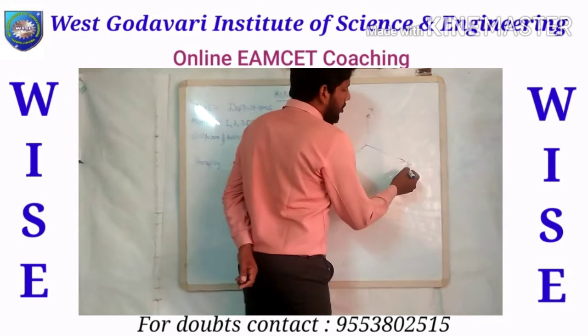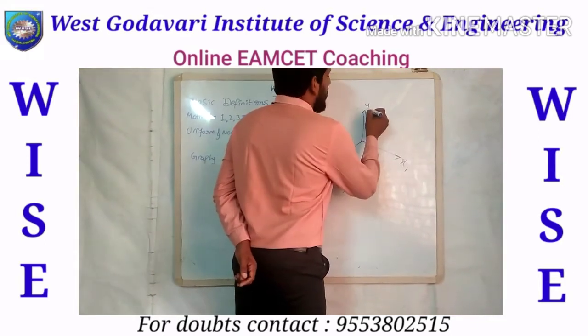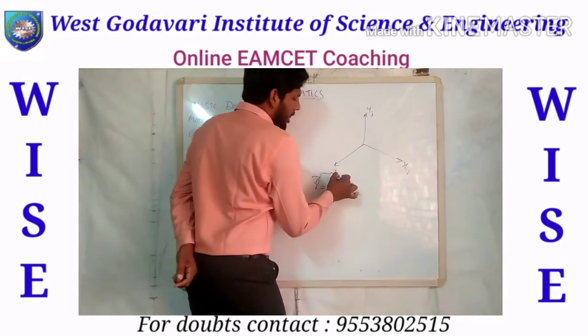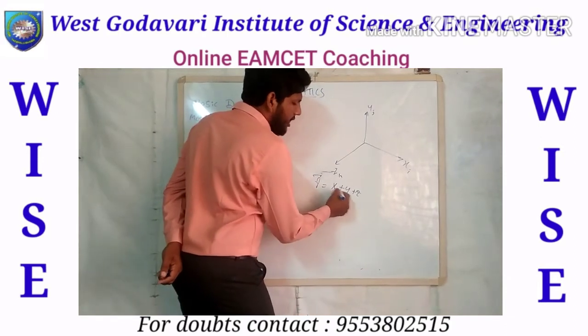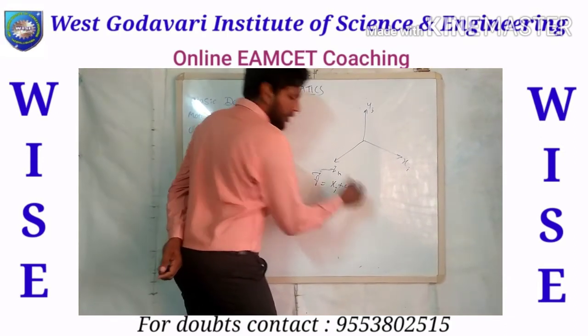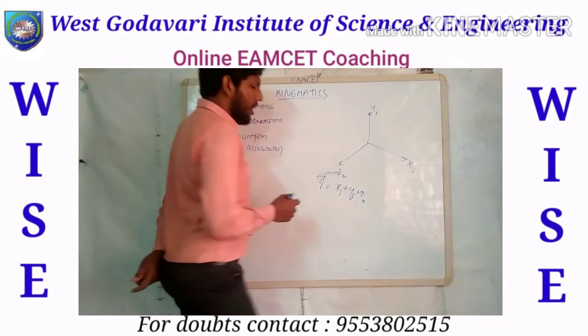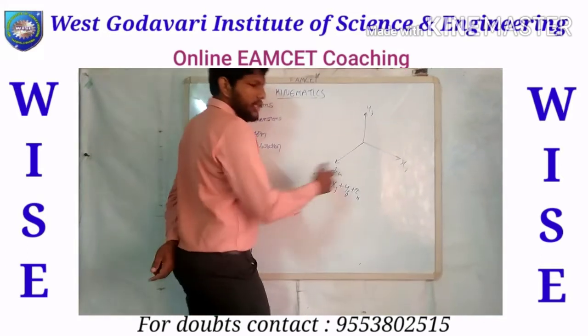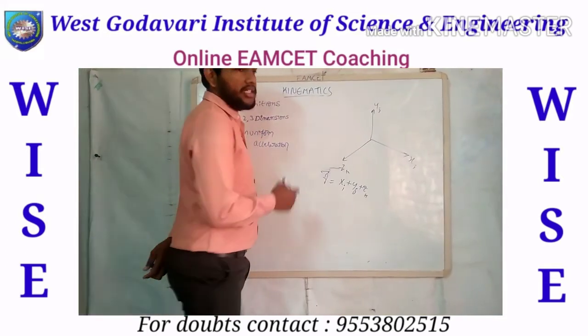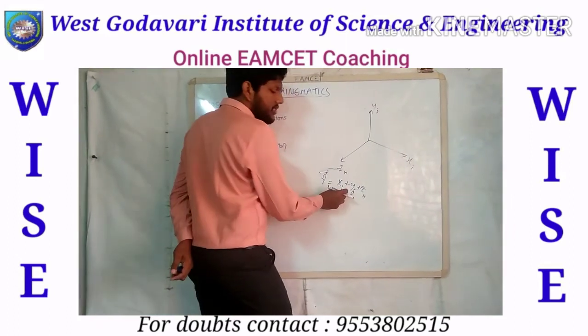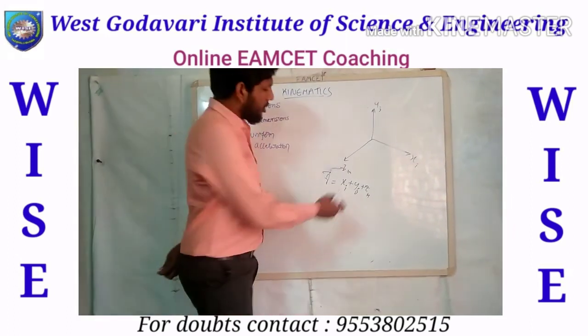Now, to write the directions, it is xi, yj and zk. You can write xi, yj and zk. These are the components of velocity or acceleration, and these i, j, k are the directions.